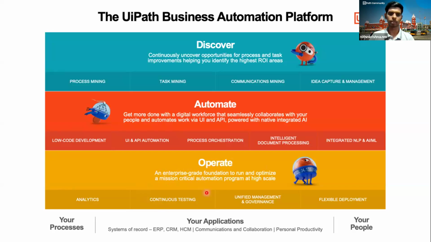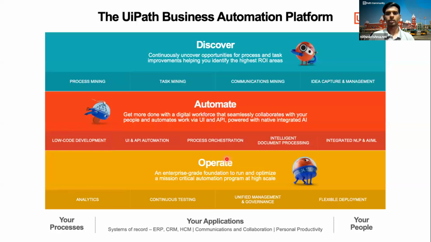We have continuous testing in the operate area, where we are going to manage the organization's testing for various things. It may not be automation testing only, but is actually wide across various things like application testing, automation testing, manual testing, whatever it can be. All these things fit into this continuous testing layer. We have other things also like analytics, governance, and flexible deployment.